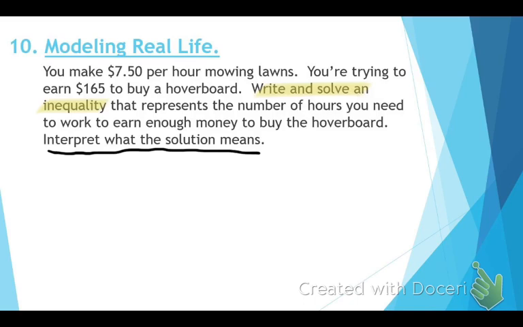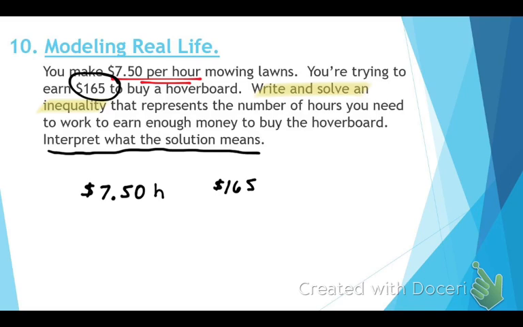All right, guys, I want us to focus first on this part right here. $7.50 per hour. How would I write that for my inequality? $7.50, should I say plus an hour, minus an hour, divided by an hour, or multiplied by an hour? Multiplying, okay? So times H. Every hour, it's going to go up, okay? Then we know we are trying to earn $165.